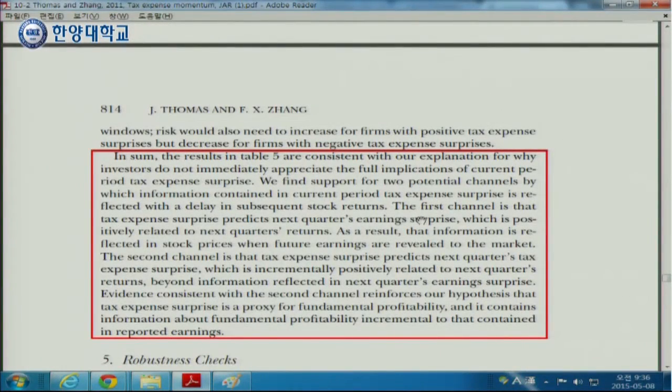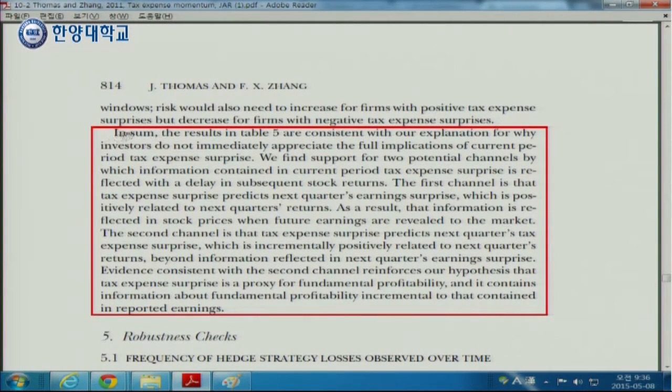Okay, any question? So this is an interesting argument, so let's read it. In sum, the results in table 5 are consistent with our explanation for why investors do not immediately appreciate the full implication of a current period tax expense surprise. We find support for two potential channels by which information contained in current period tax expense surprise is reflected in the delay in subsequent stock return. So they again highlight two potential channels that link today's tax expense surprise to future stock return.